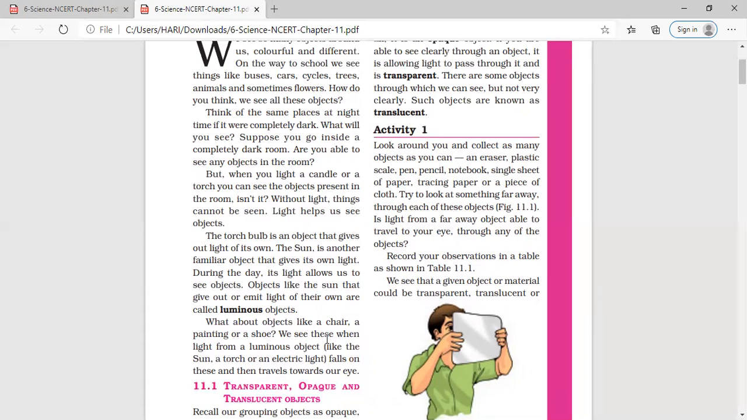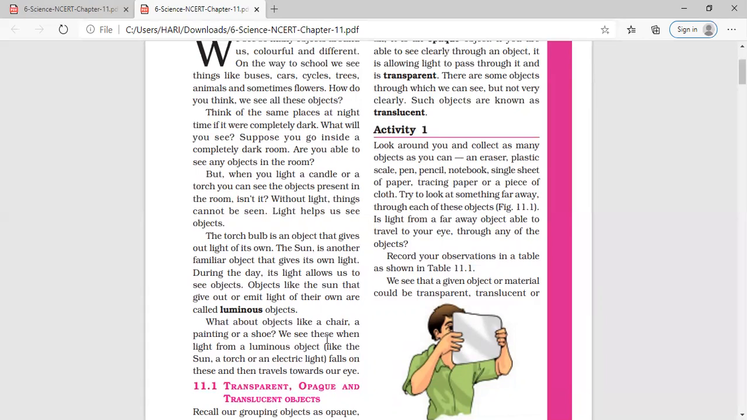Through an eraser, you will not be able to see any object, so it will be opaque. Plastic scale: I already told you, whether plastic is transparent or translucent depends on the thickness of the plastic. Very thin plastic is transparent, so the new plastic scale we can say will be somewhat transparent. But if the plastic scale is dusty or dirty, or if it is very old, then you will not be able to see through it clearly, and then we can include that plastic scale in translucent objects.